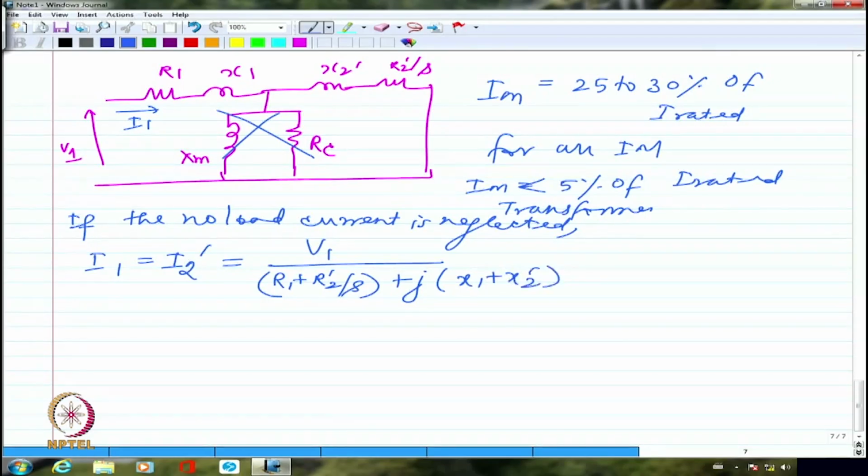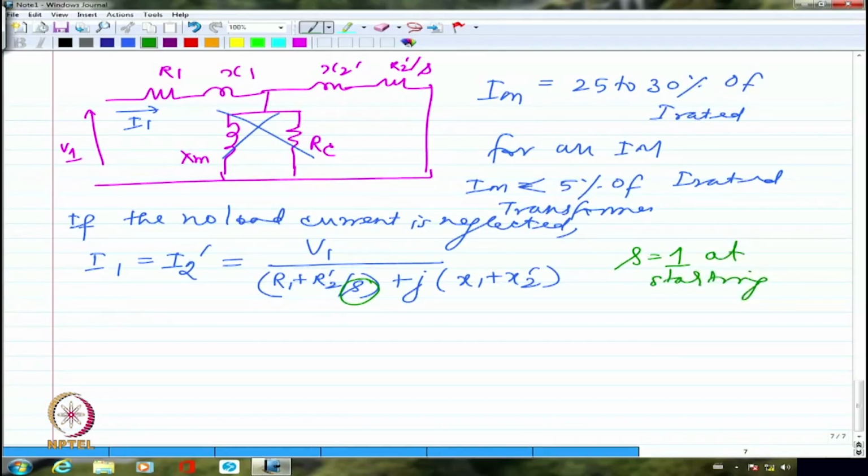What I have written is the overall impedance of the induction motor. R1 plus R2 dash by S is the real part of the impedance. X1 plus X2 dash is the imaginary part of the impedance. Am I right? Now, during starting, what is the value of S at starting? Omega R is 0. So, omega S minus 0 divided by omega S is 1. So, S equal to 1 at starting.